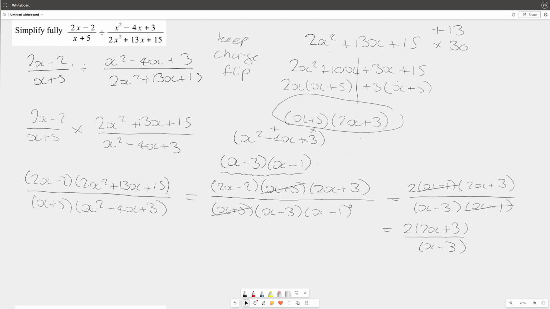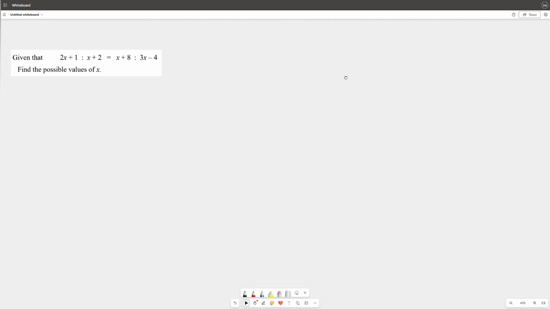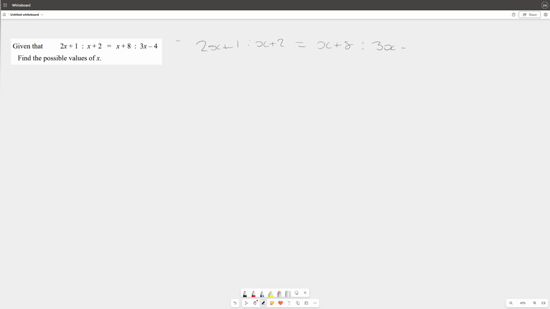So let's move on to the final question. This one looks a little bit different. We don't have a fraction to start with. Instead we have some ratios. So this is going to be a little bit different. We have 2x plus 1 to x plus 2 is equal to x plus 8 to 3x minus 4.